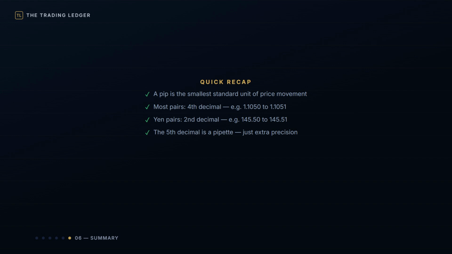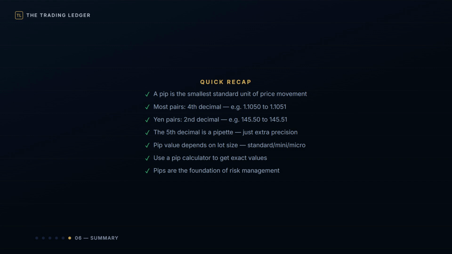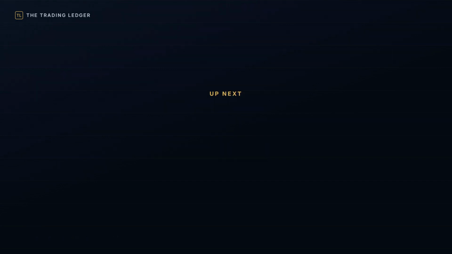Pip value depends on lot size. Standard lot is around $10 per pip, mini lot around $1 per pip, micro lot around 10 cents per pip. Use a pip calculator on your broker platform to get exact values. Pips are the foundation of risk management. Always know your pip risk before entering a trade. Now you know what a pip is, and more importantly, you understand why it matters.